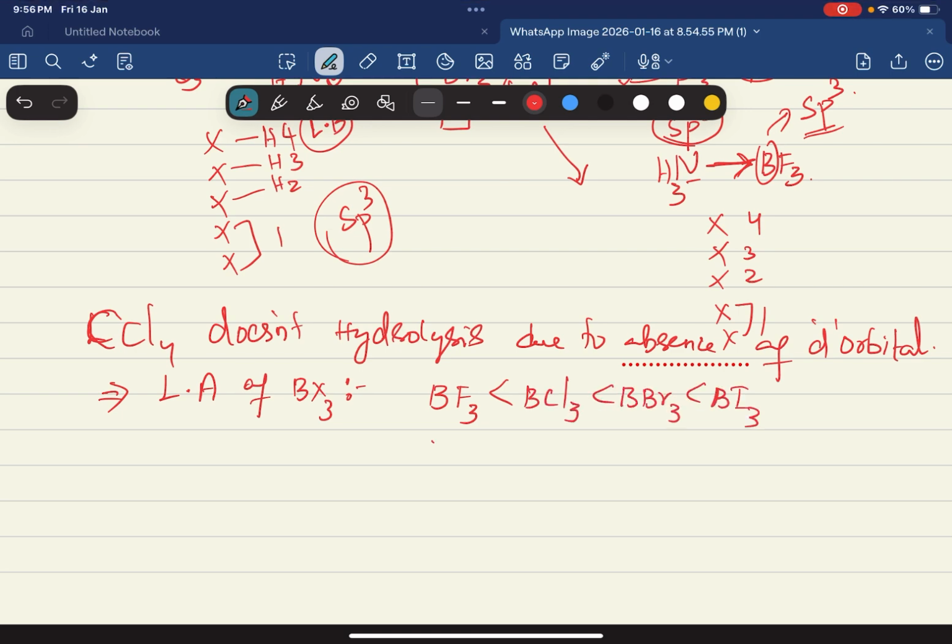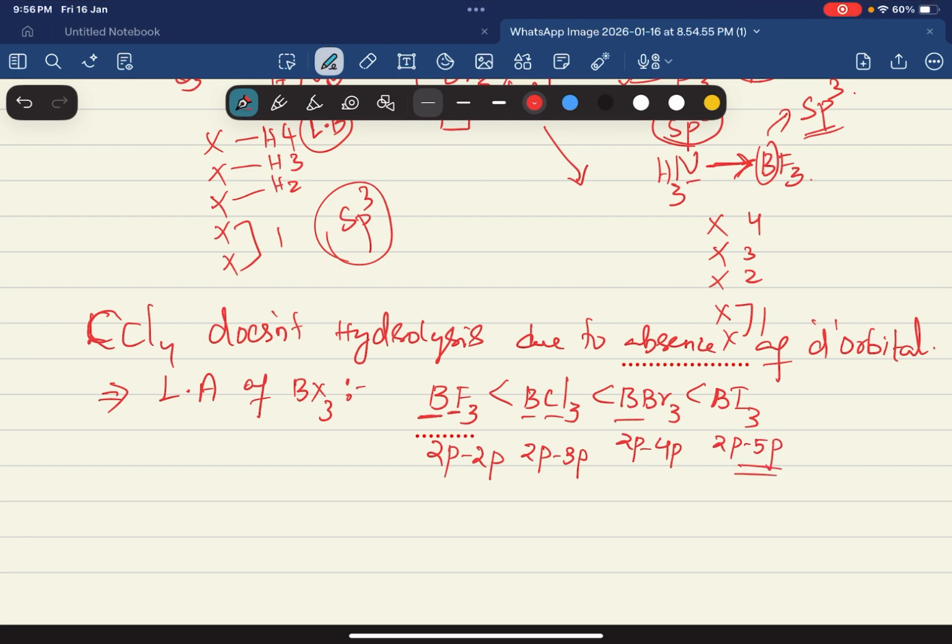So here, hybridization: boron and fluorine, valence electrons are present in the second shell, so the intermixing happens between 2p and 2p. Here Cl valence configuration is 3p, so 2p-3p, here 2p-4p, and 2p-5p. Because of the energy gap between p orbitals of the central atom and surrounding atom, BF3 has the same energy for boron and fluorine. So intermixing happens more here and back bonding is more possible in this case. That is also one of the reasons why BF3 has less Lewis acidic nature, students. So hope it is clear.